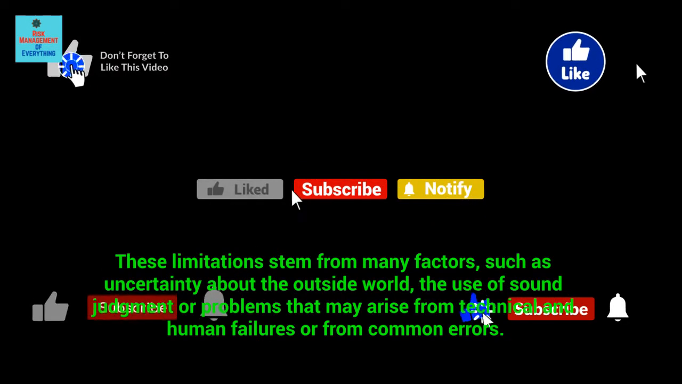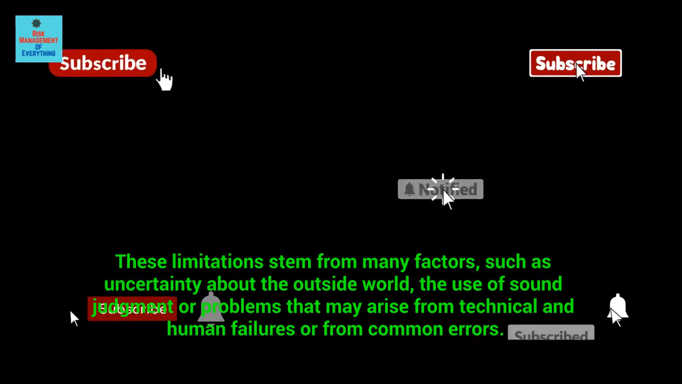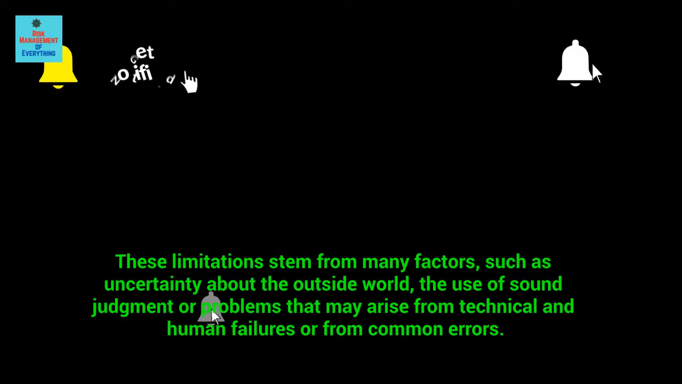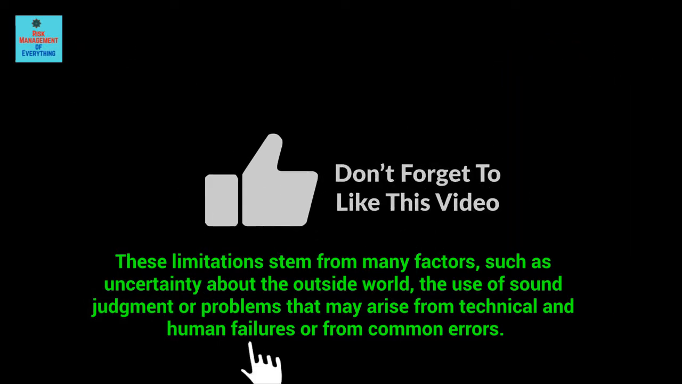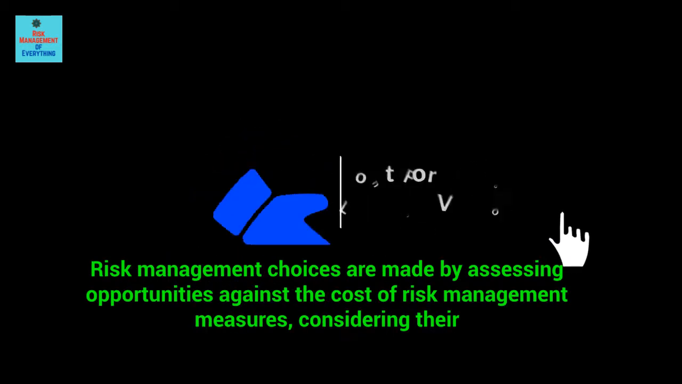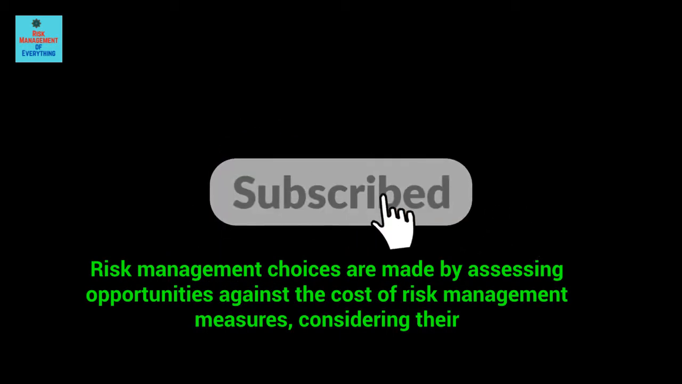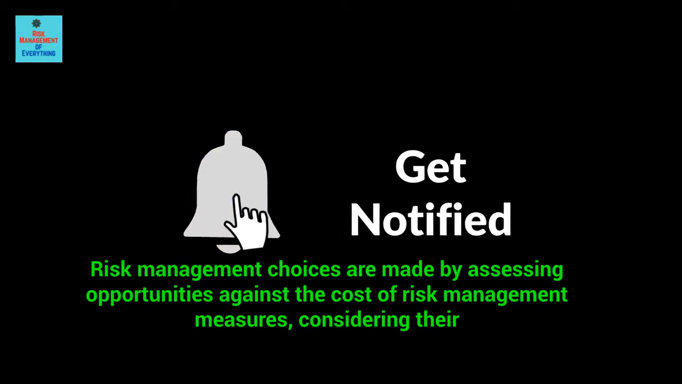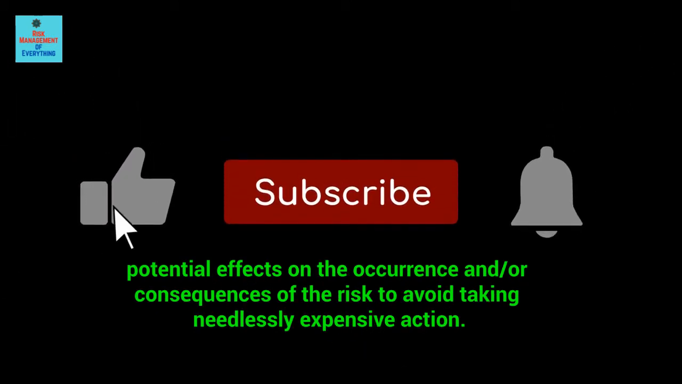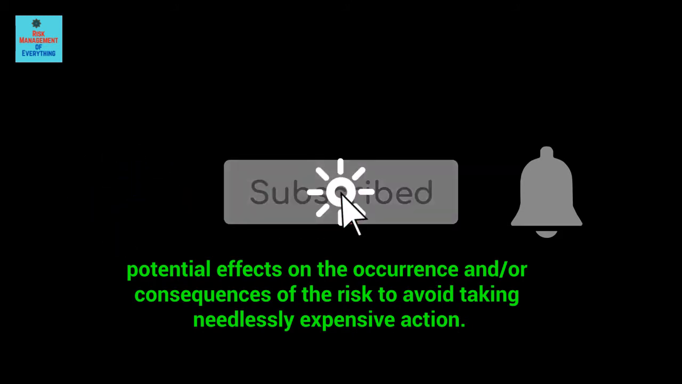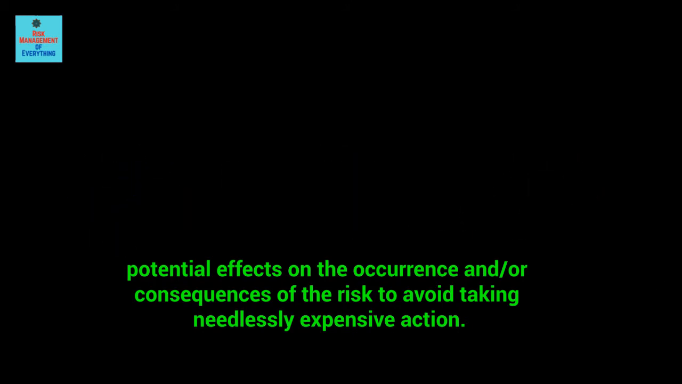These limitations stem from many factors, such as uncertainty about the outside world, the use of sound judgment, or problems that may arise from technical and human failures or from common errors. Risk management choices are made by assessing opportunities against the cost of risk management measures, considering their potential effects on the occurrence and/or consequences of the risk to avoid taking needlessly expensive action.